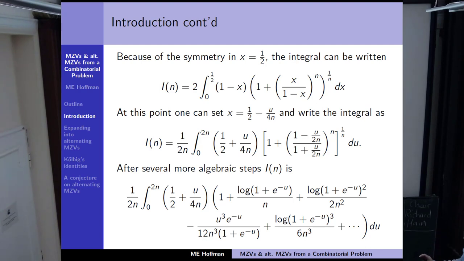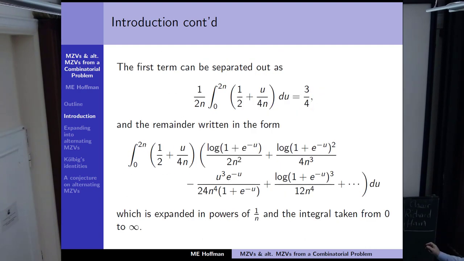So, your first term, the 1 over 2n, just cancels out with the integral. You get 3/4. The rest of it, you can write like this. Expand everything out into integrals. Pull the denominators in n outside. And then take the upper limit to infinity. Get your asymptotic series. All right, so after you multiply this out, you're going to have some integrals to do.